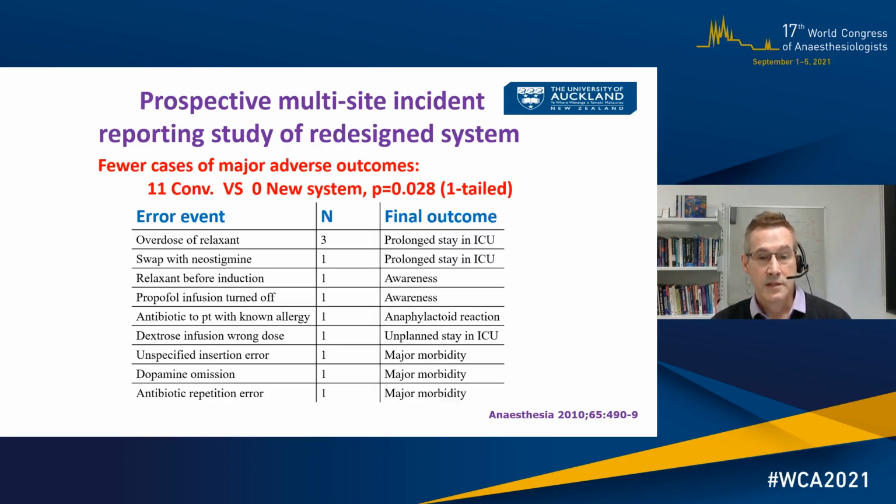We also did a one-tailed test on actual outcomes. So looking at cases of major adverse outcomes, we had none in the new group and 11 in the conventional group. And looking at what those adverse outcomes were, we can see that they're definitely things you'd want to prevent. Prolonged stay in the ICU, awareness, anaphylactoid reaction, and so forth.